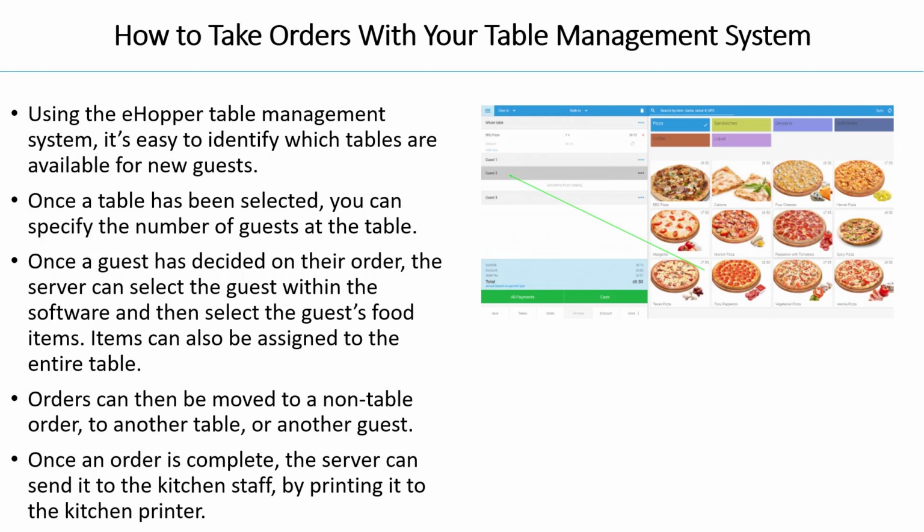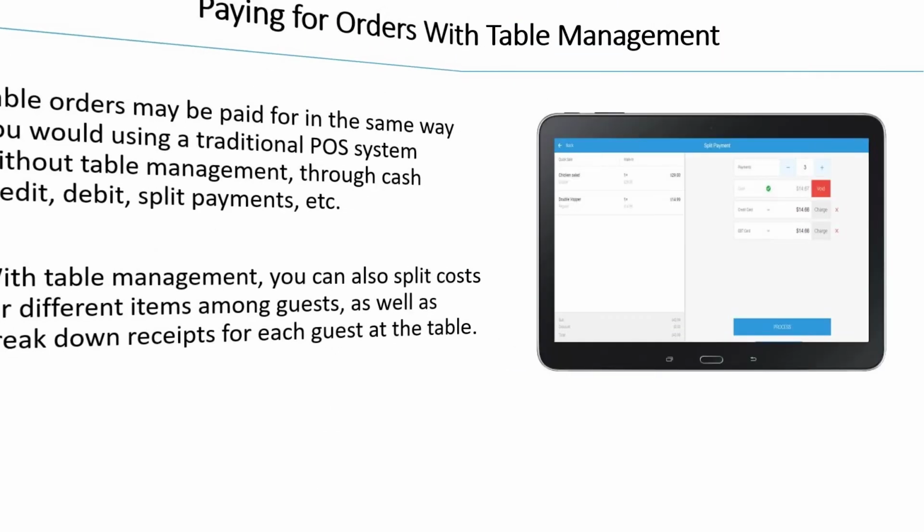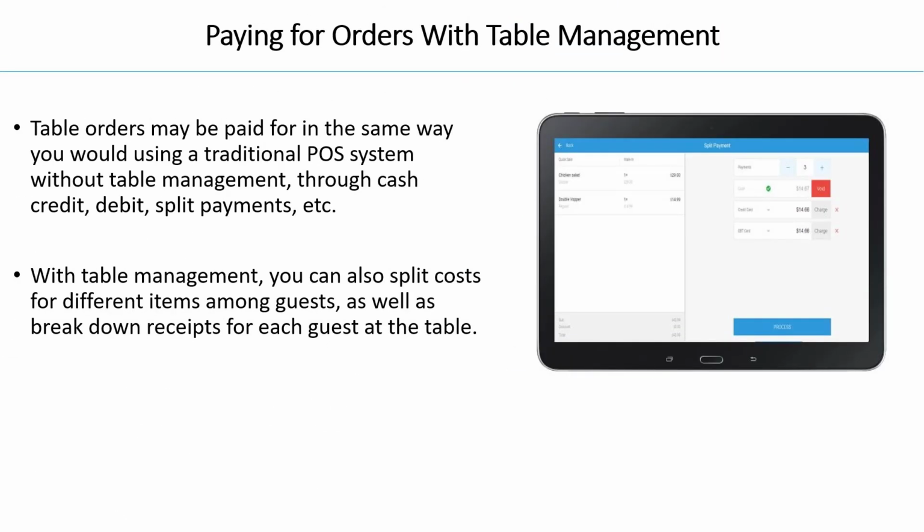Once a table has been selected, you can specify the number of guests at the table. Once a guest has decided on their order, the server can select the guest within the software and then select the guest's food items. Items can also be assigned to the entire table. Orders can then be moved to an on-table order, to another table, or another guest. Once an order is complete, the server can send it to the kitchen staff by printing it to the kitchen printer.